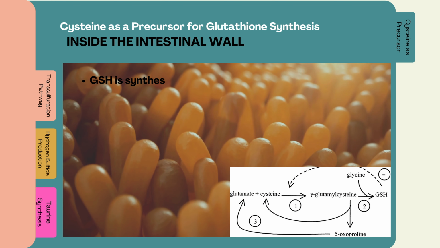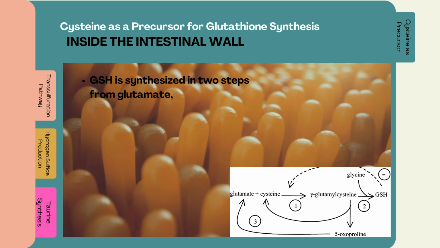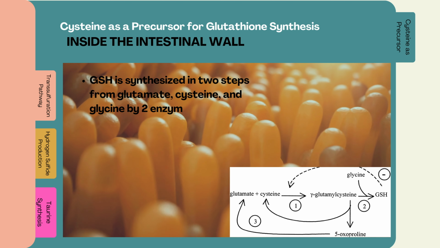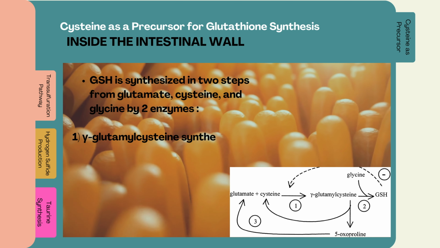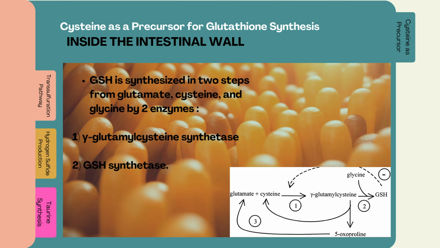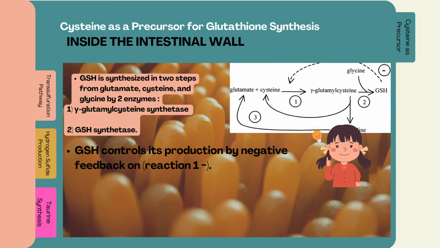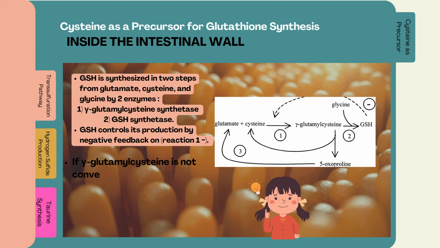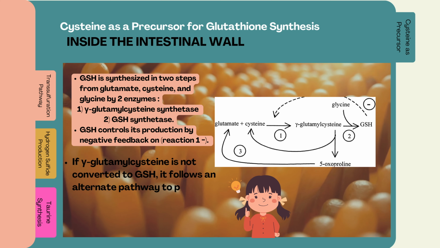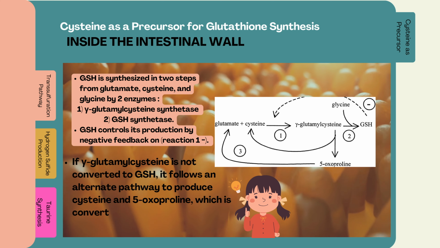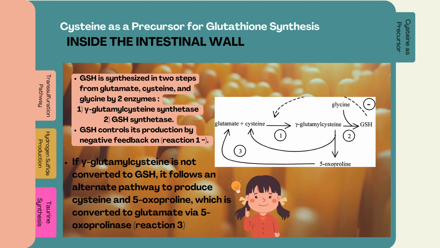For optimal glutathione production, GSH is synthesized in two steps from glutamate, cysteine, and glycine by two enzymes: 1. gamma-glutamyl-cysteine synthetase, and 2. GSH synthetase. GSH controls its own production by negative feedback on reaction 1. If gamma-glutamyl-cysteine is not converted to GSH, it follows an alternate pathway to produce cysteine and 5-oxoproline, which is converted to glutamate via 5-oxoprolinase, reaction 3.